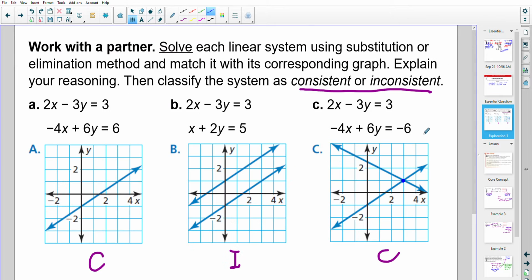Graphically, what that means is, just looking at the pictures, this would be consistent because it's the same exact line. This would be inconsistent, it's not intersecting, and this would be consistent because it is intersecting.